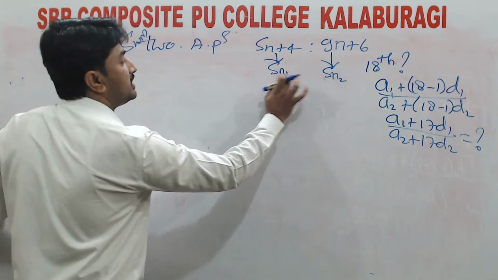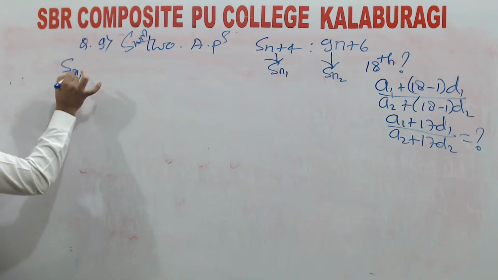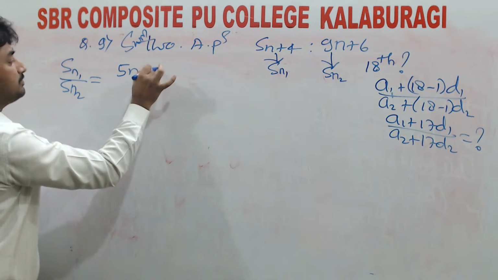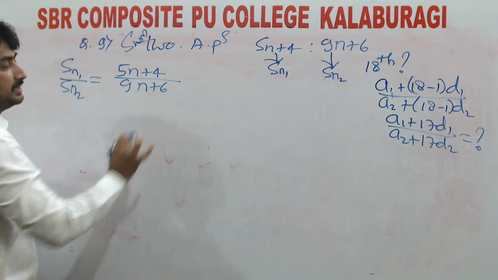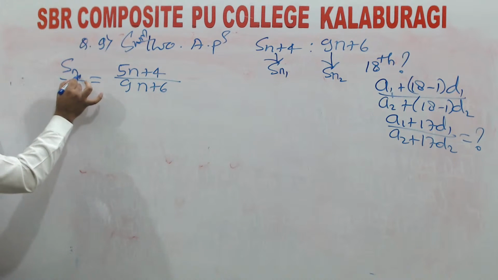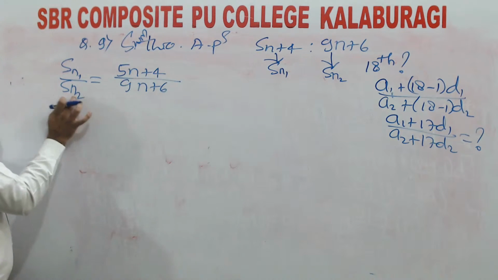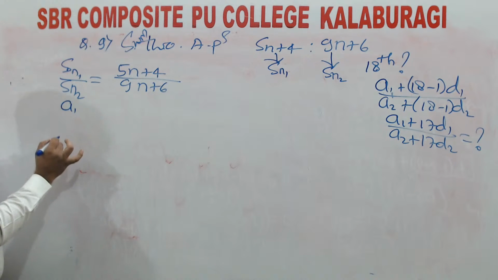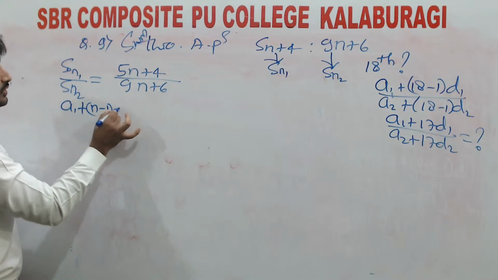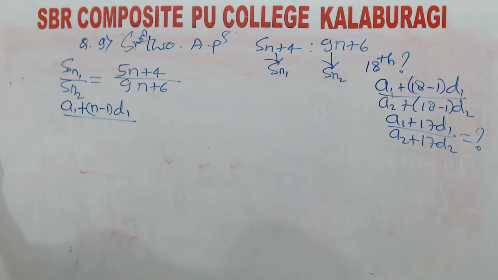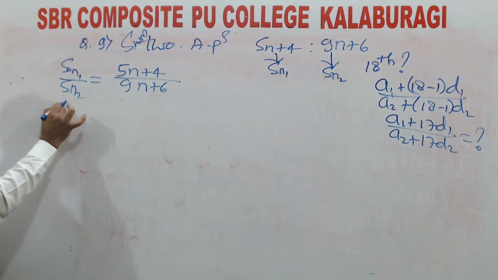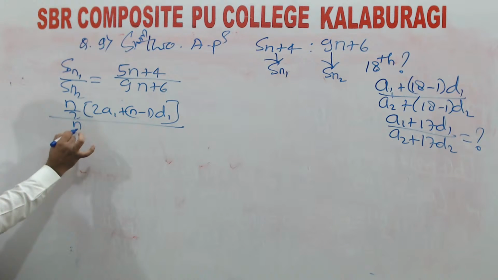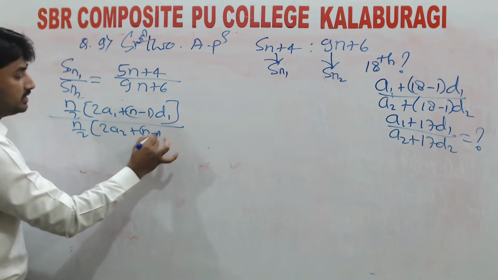Therefore, I am taking these two given terms as Sn1 divided by Sn2 equal to 5n plus 4 divided by 9n plus 6, where Sn1 means the sum of the first AP and Sn2 means the sum of the second AP. Using the Sn formula: n by 2 into (2a1 plus (n minus 1) into D1) divided by n by 2 into (2a2 plus (n minus 1) into D2).